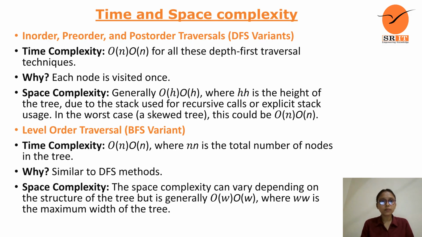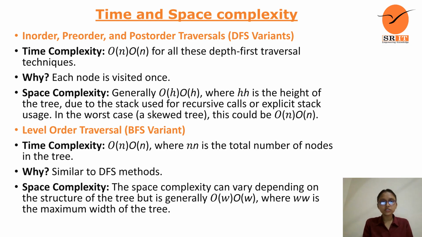We have the time and space complexity. So the in-order, pre-order and post-order, which are DFS variants, take time complexity of O(n) for all the DFS techniques. Why? Because each node is visited once. Space complexity is O(h), where h is the height of the tree. And due to stack used for recursive calls or explicit stack usage, in the worst case, that is a skewed tree. A skewed tree is one which continuously travels in one particular direction and it does not go in the other direction. So at that time, it would become O(n).